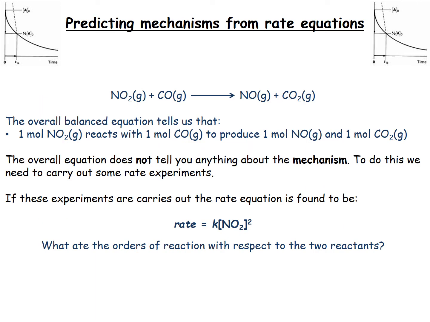Okay, here's an example. So we've got NO2 plus carbon monoxide makes NO plus CO2. The overall equation doesn't tell you about the mechanism. You have to carry out experiments to do that, or you have to suggest them. If this experiment's carried out and the rate was this, what are the orders of reaction with respect to the two reactants? So it's second order with respect to NO2, but CO must be 0 because it's not in the rate equation.